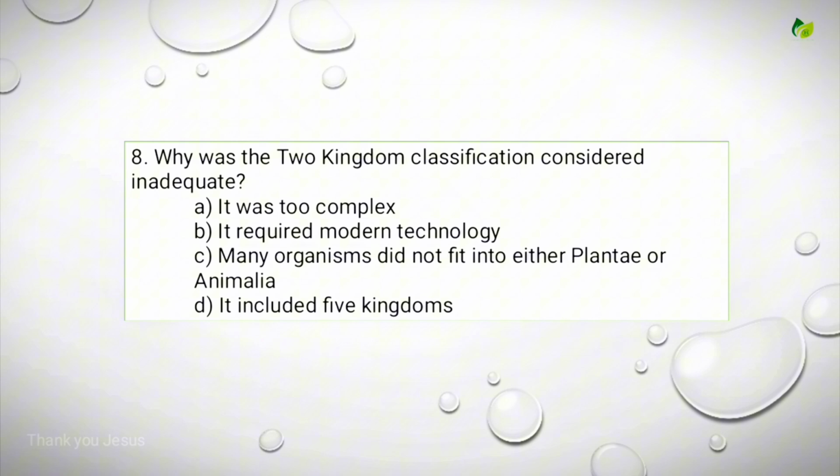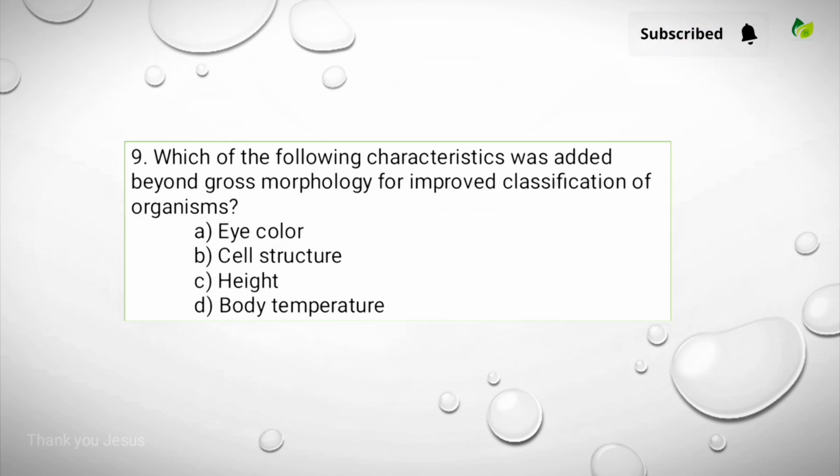Why was the two kingdom classification considered inadequate? Options are: it was too complex, it required modern technology, many organisms did not fit into either Plantae or Animalia, it included five kingdoms. This is the same as the previous question. Here the correct answer is many organisms did not fit into either Plantae or Animalia. For example, microorganisms were not kept in any kingdom. That is the correct answer. Okay, so let's see the next question. Which of the following characteristics was added beyond gross morphology for improved classification of organisms?